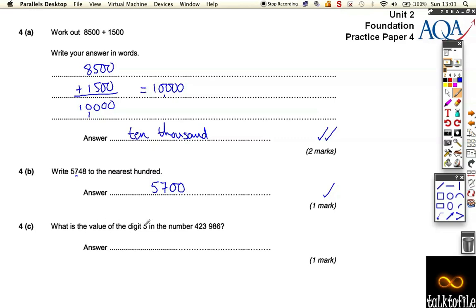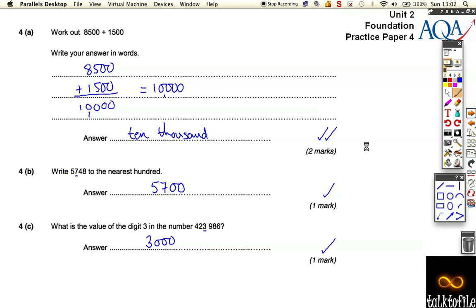What value is the digit 3 in this? Well, the digit 3 is here. So that's units, tens, hundreds. So it's 3,000 is the value. Okay, so it's valued at 3,000.